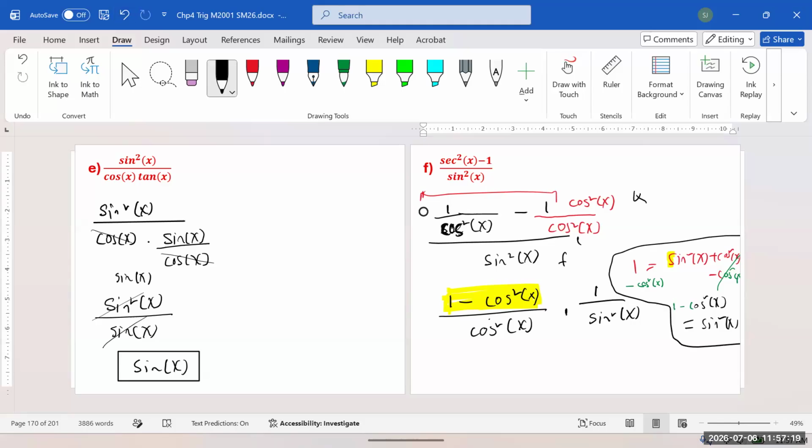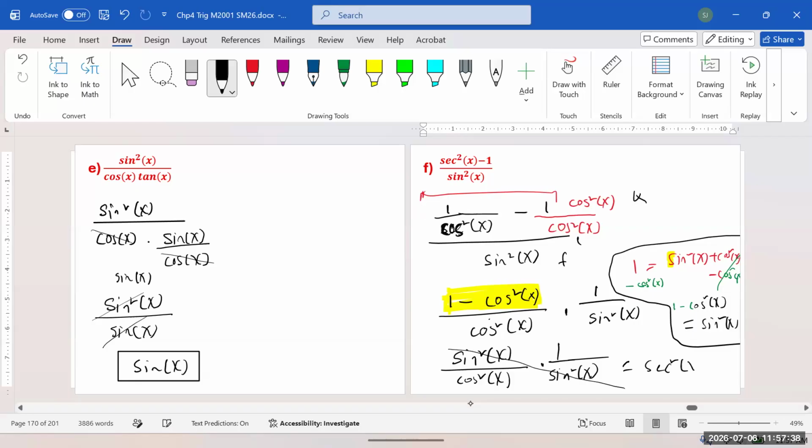So the numerator is actually a simple sine squared x. And we have 1 over cosine squared x times 1 over sine squared x. So this cancels out. We have 1 over cosine squared, that becomes secant squared x. That's what you have to do if you use sine and cosine. However, there is also a second method.